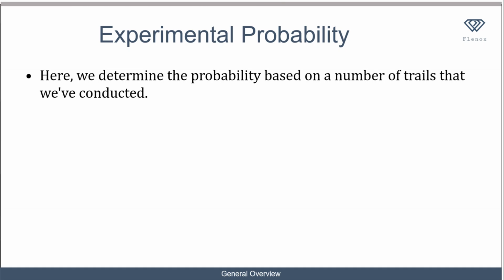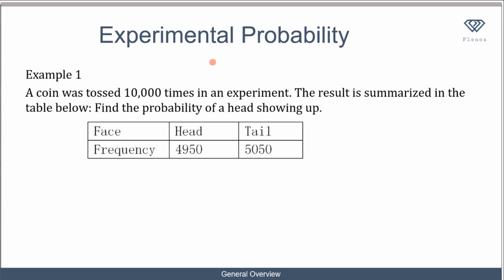And I'm going to give you similar examples so you can easily compare. So let's look at this example. A coin was tossed 10,000 times in an experiment. The result is summarized in the table below. Find the probability of a head showing up. So we know that the probability of an event A, just to recap, is equal to the outcome favorable to A, over the total outcome.